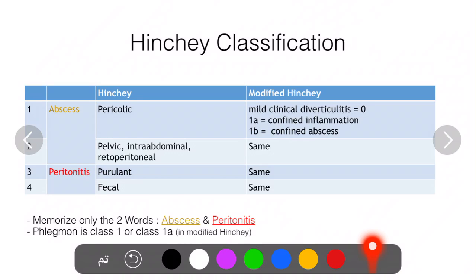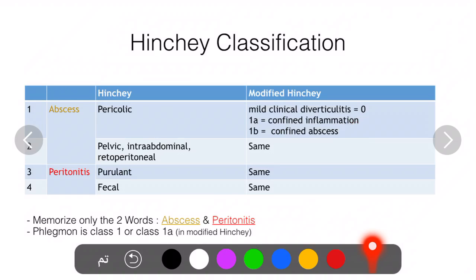Now the modified Hinchy, it's the same for class 2, 3, and 4. So the difference is only in class 1. Here we have class 0, which is mild clinical diverticulitis, and class 1A, if it is confined inflammation, and 1B, confined abscess. So the abscess in modified Hinchy is present in class 1B.